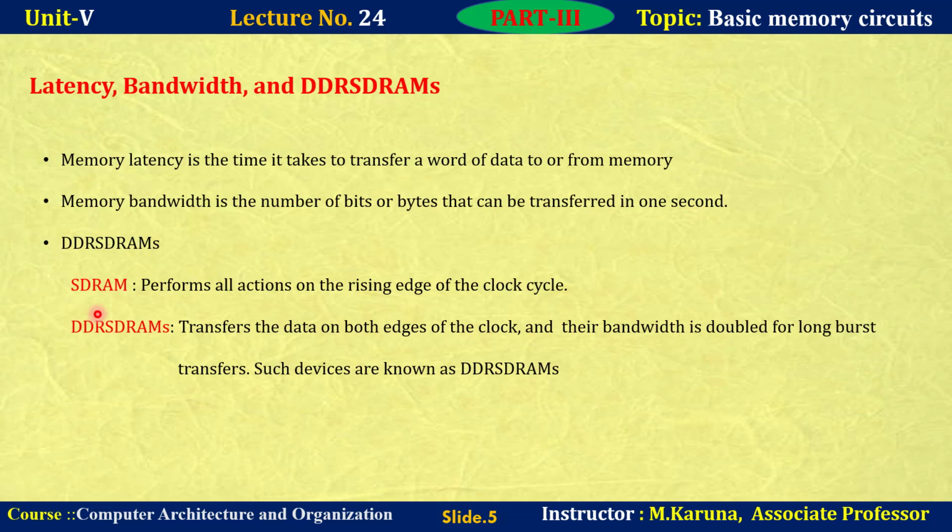Coming to the difference between synchronous DRAM and double data rate synchronous DRAM: synchronous DRAM performs all actions on the rising edge of the clock cycle. I told you, the rising edge is from low to high. Double data rate SDRAM transfers data on both edges of the clock, and its bandwidth is doubled for long burst transfers. Such devices are known as double data rate SDRAM.